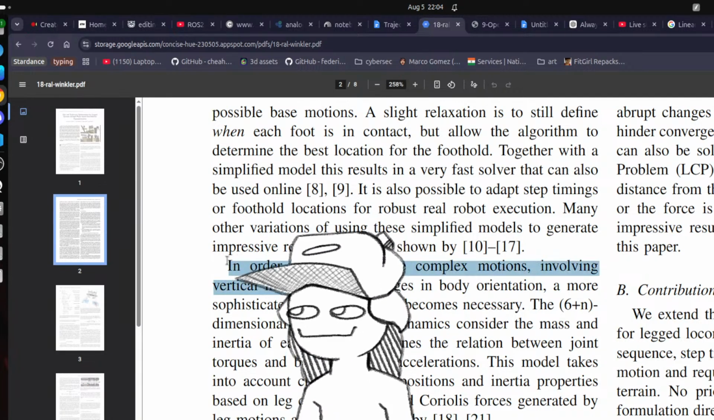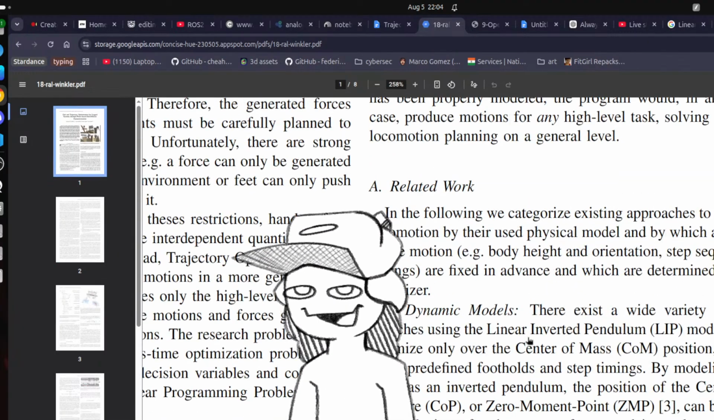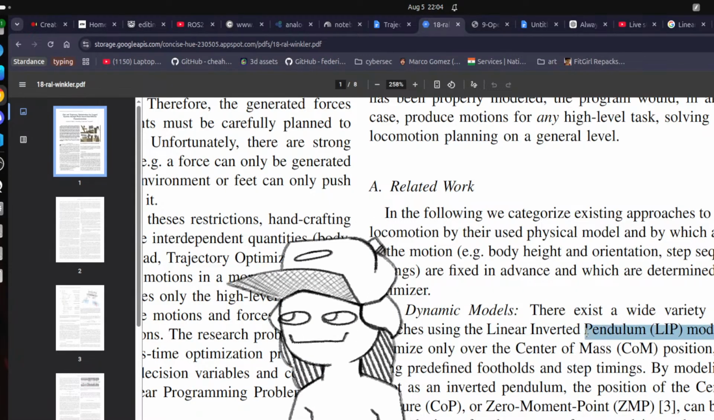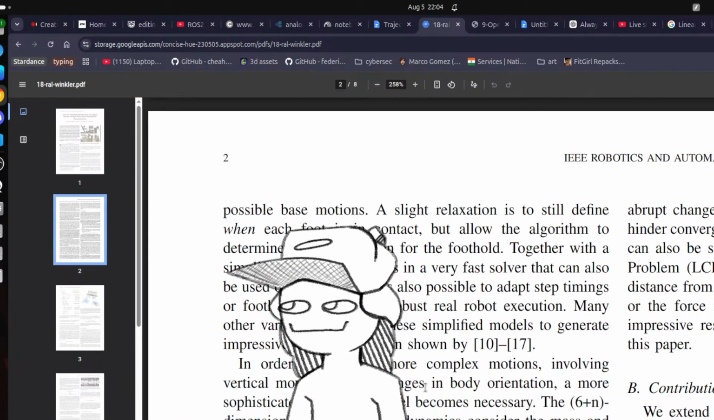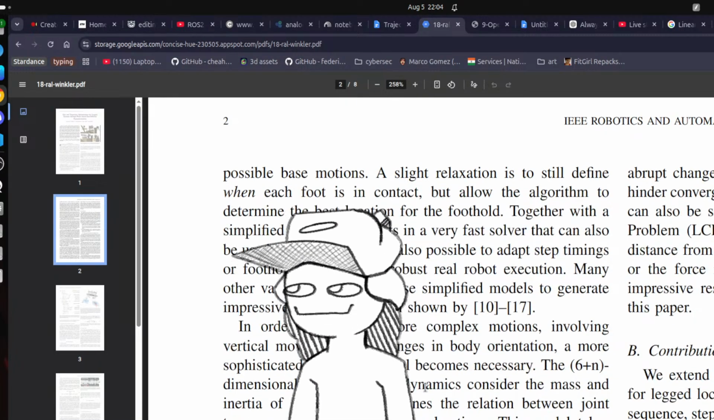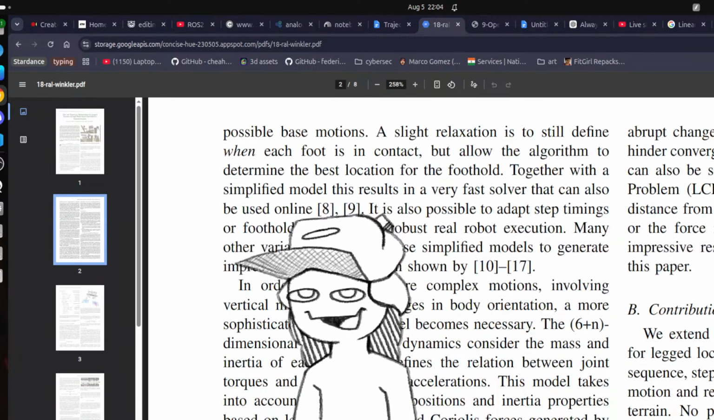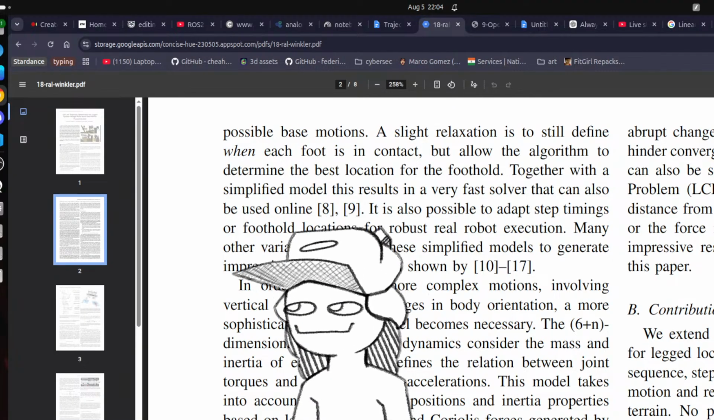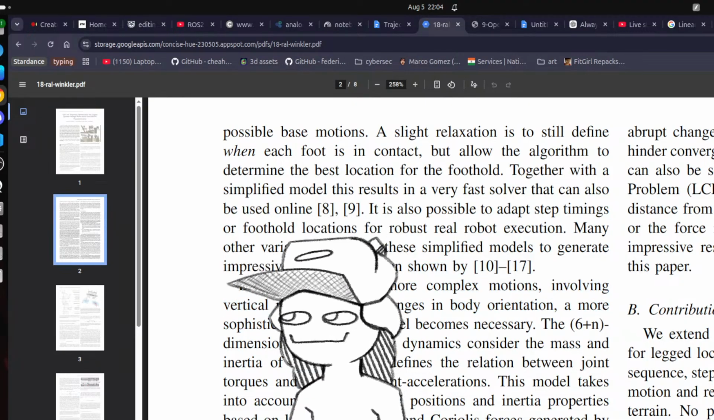Well, this point is related to the fact that we're using a linear inverted pendulum model. This model assumes that the vertical height of the COM is fixed. However, that does restrict the robot by a lot. So instead of that, we need to find a way to generate more complex motion involving vertical movement.